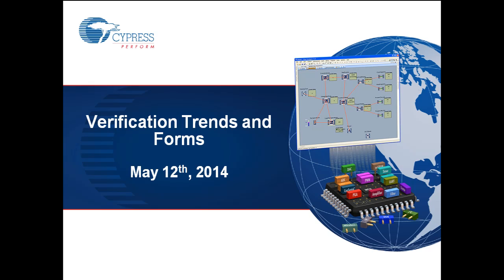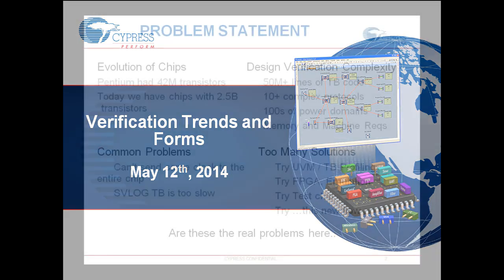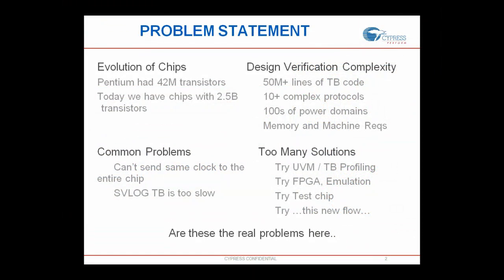We have heard many of the previous speakers talk about the evolution of chips, which are growing like crazy. We had Pentium at 42 million gates way back in 2000, and right now we have 2.5 billion transistors in one chip. That's the kind of evolution the chips are taking, and that's unstoppable. The design verification complexity for this kind of evolution is that we have 50 million lines of testbench code. We have 10 plus complex protocols sitting in the same chip, which need to be verified. We have hundreds of power domains. We have memory and machine requirements to get together on all of this.